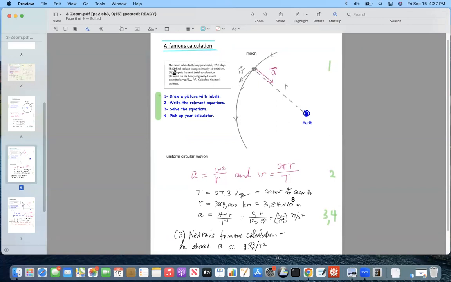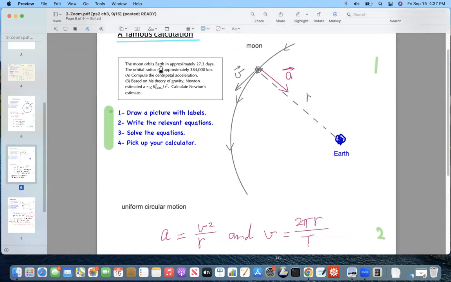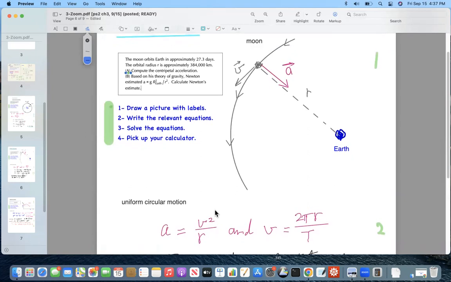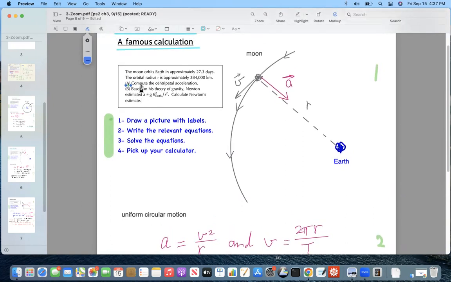All right, so again, this is a problem in the assignment for Monday. It says the moon orbits the Earth in 27.3 days. The orbital radius is about 384,000 kilometers. Then what's the centripetal acceleration? That's part A. Well, this is just like the other problem. The centripetal acceleration will be v squared over r, and v will be 2 pi r over t. So the analysis of part A of the problem is just like the problem we just did.